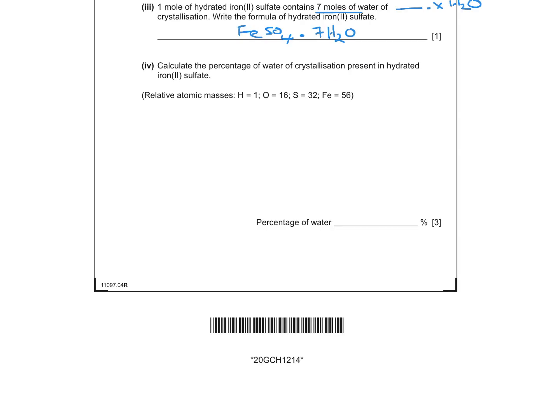And to work out the percentage of water of crystallization, we've got to work out the total mass of the water. That's 7 times 18. And then we divide that by the total mass of the hydrated salt. In this case, it's 278. And that works out to be 45.3%.